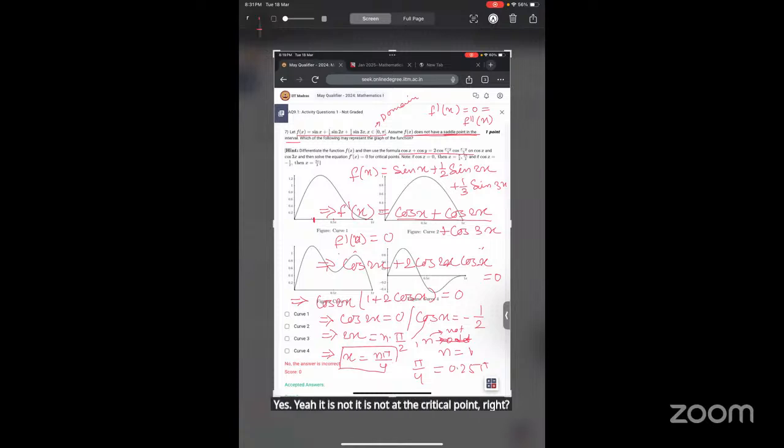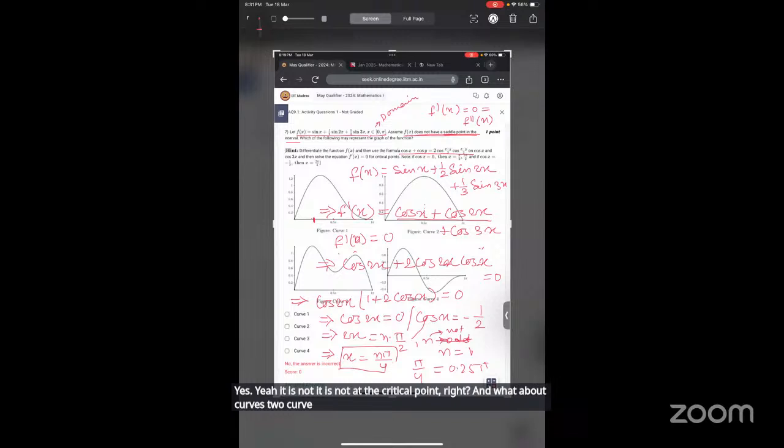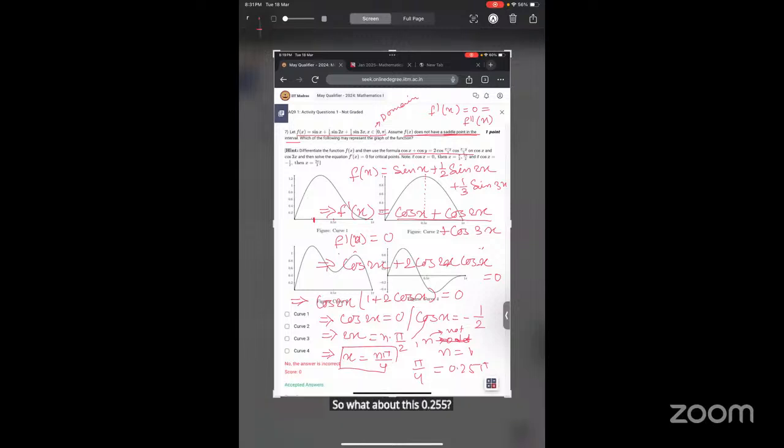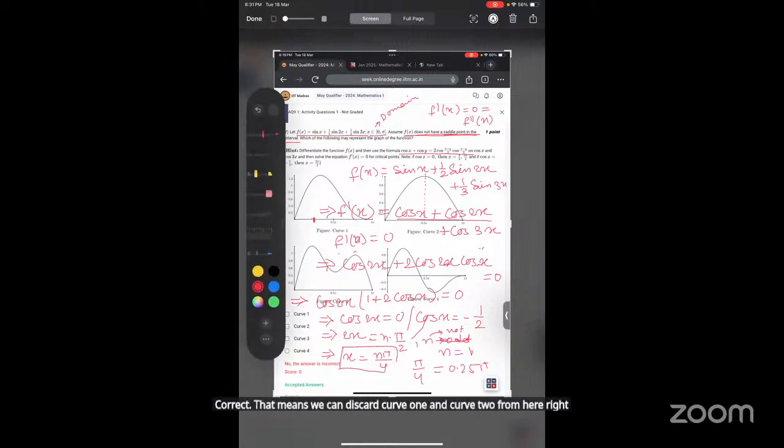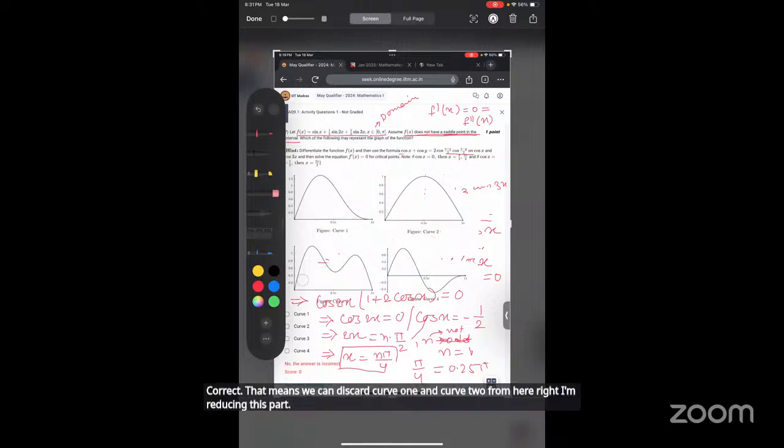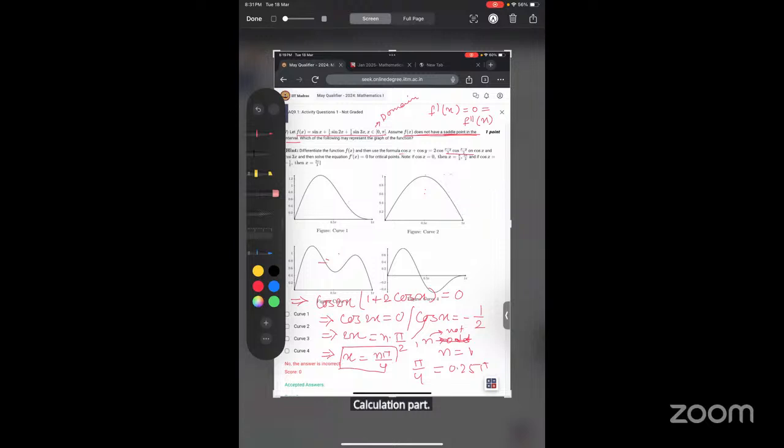And what about curve 2? For curve 2, we can see that the critical point is at 0.5, right? What about 0.25 pi? That's still increasing. Correct. That means we can discard curve 1 and curve 2 from here, right? I'm erasing the calculation part. So here we can discard curve 1 and curve 2.